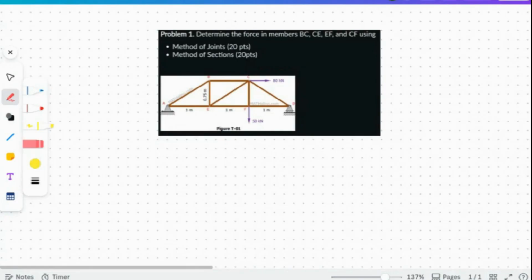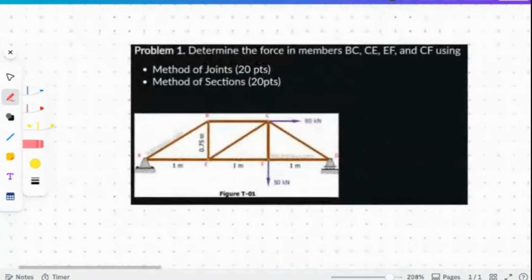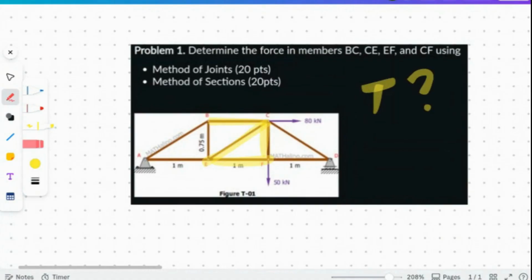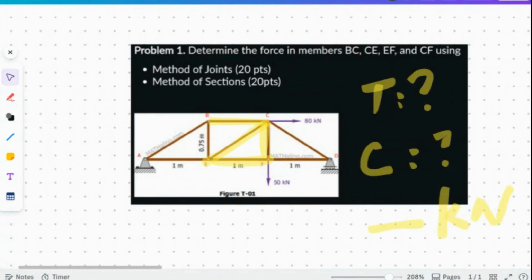So for this problem, we're asked to do method of joints and method of sections to analyze what are the forces in members BC, CE, EF, and CF. So for these four members, we want to know if they're in tension or in compression, right? Also, we want to know what is the magnitude of these forces. Practically, that's what it is.